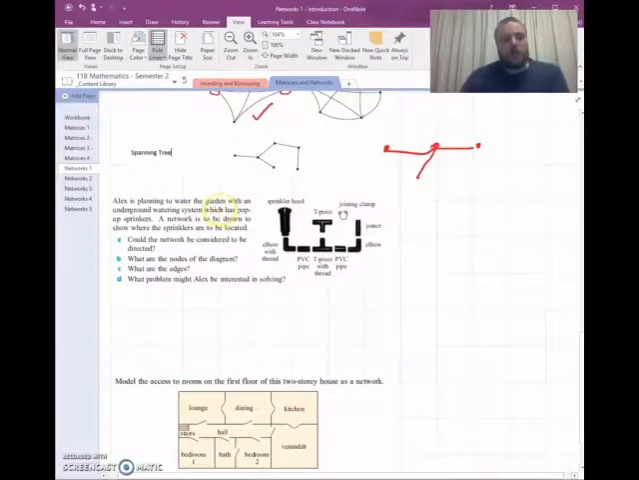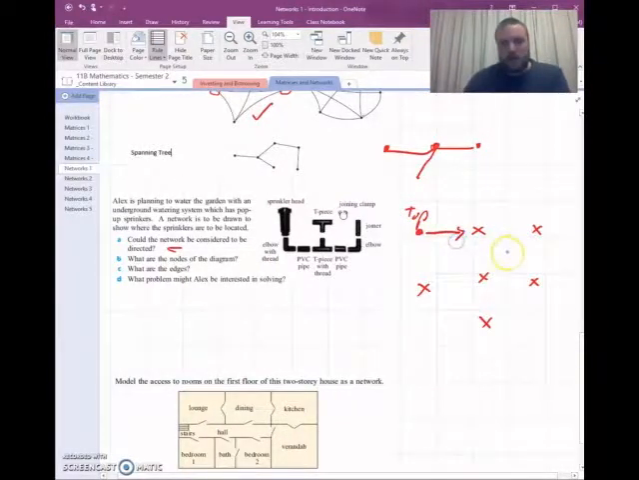What are the nodes of the diagram? The nodes are the sprinkler heads. The edges are the pipework in between them. So these are pipes. And what problem might Alex be interested in solving? I would imagine that Alex is trying to work out the quickest way, the least pipe that he can use to connect all the sprinklers together from the tap.